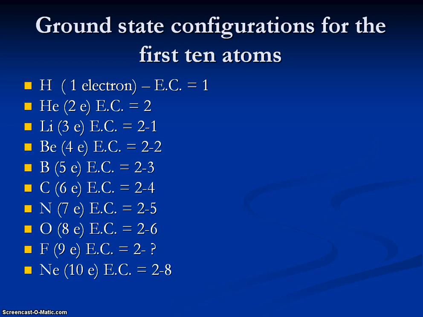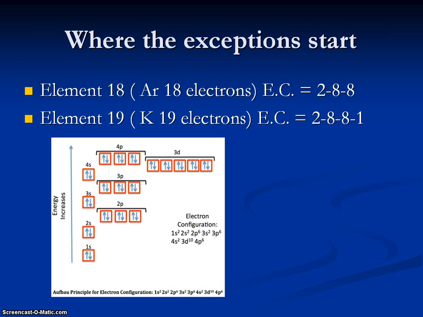So the first 18 electrons fill in order. Then we run into an exception. Where the exception starts is on number 19. Argon was 2,8,8. That means there's 2 electrons in the first energy level, 8 in the second energy level, and 8 in the third energy level.